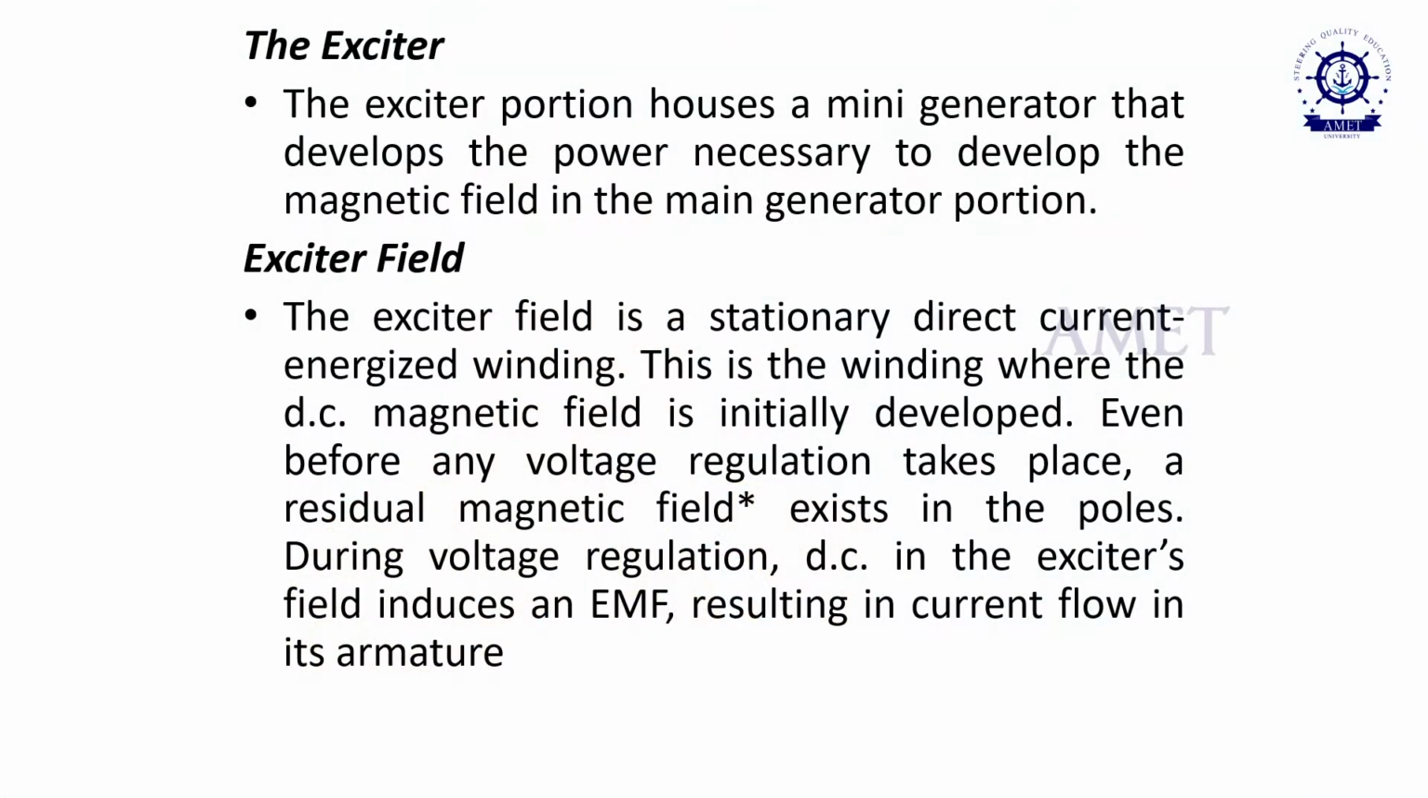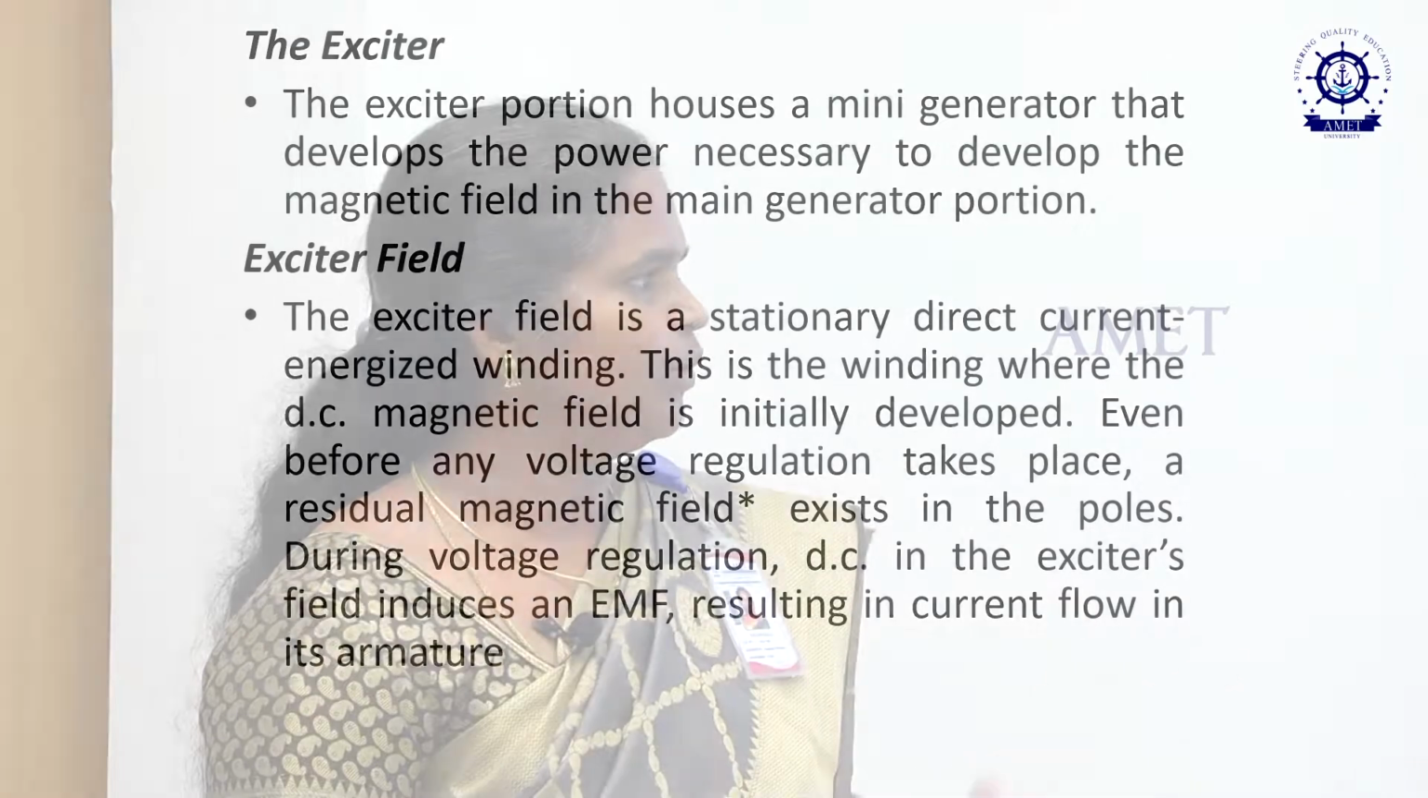This exciter field is a stationary direct current energized winding. This is the winding where the DC magnetic field is initially developed. Even before any voltage regulation takes place, sometimes residual magnetism is also helpful to develop the voltage.